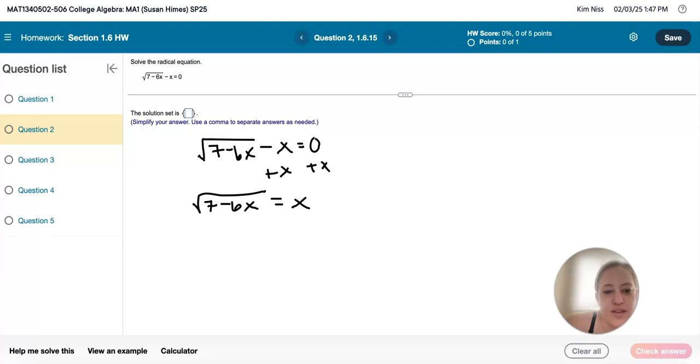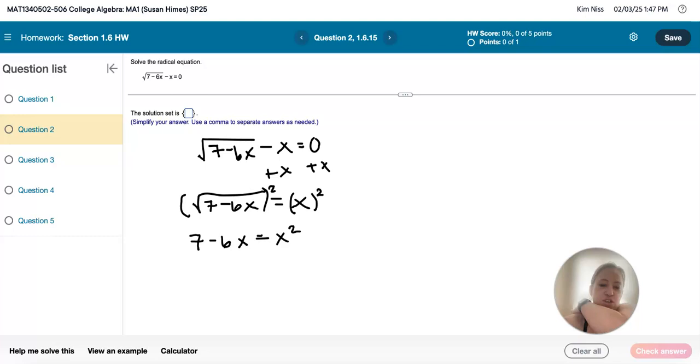Now we want to eliminate this radical, so we do that by squaring it. And what you do to one side, you have to do to the other side, so we're going to square both sides. On the left-hand side, that leaves us with 7 minus 6x, because the squaring basically eliminates that square root. And then we just have x squared on the right-hand side.